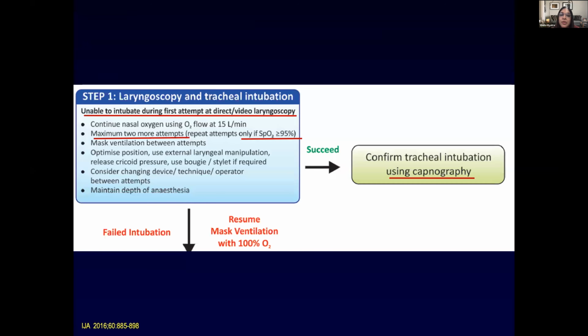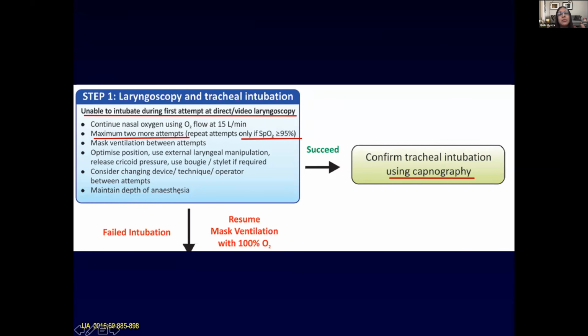What people tend to do, for example, the DAS guideline says 3 attempts at intubation. It doesn't mean that you have 3 lifelines and you just go on intubating the patient. You must make sure that the saturation is up between attempts. This is an important aspect that the ISA guidelines emphasize: only if the saturation is more than 95, mask ventilate between attempts and optimize your position.